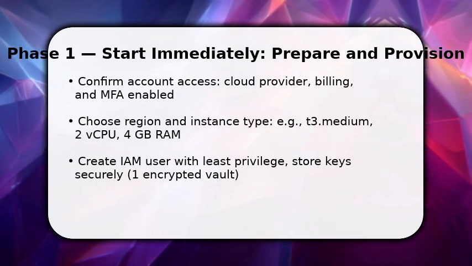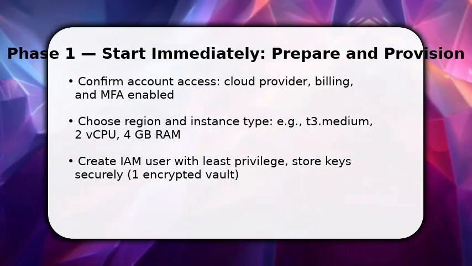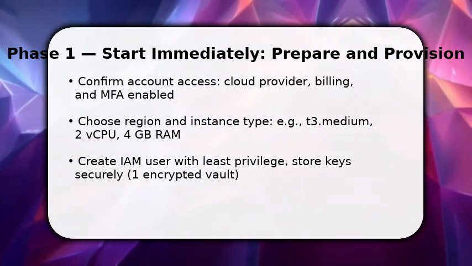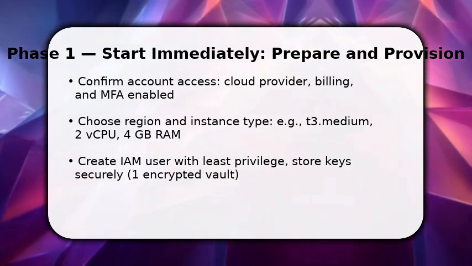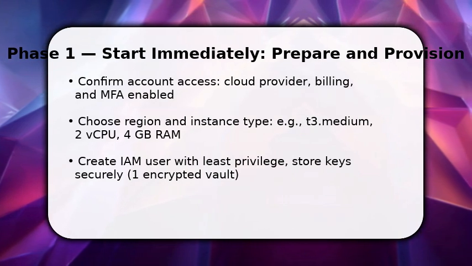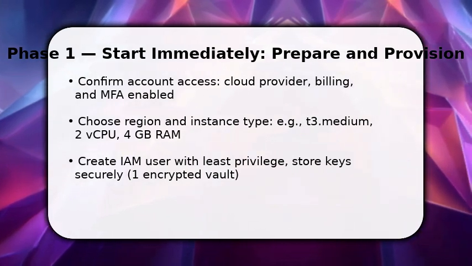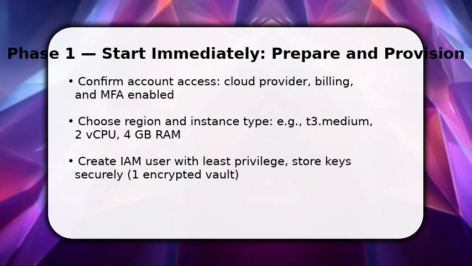Create an IAM user with least privilege and generate keys, then store them in one encrypted vault. Make sure to tag resources for tracking. This saves time and money. Start the instance now so configuration can proceed while you gather the next items.